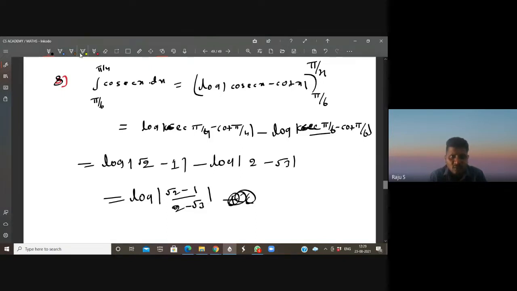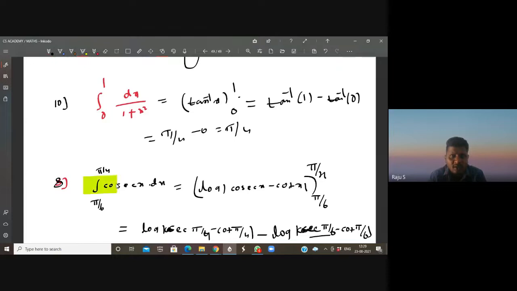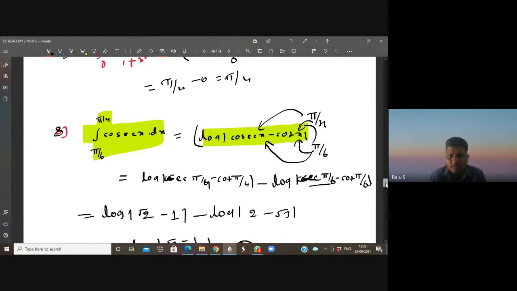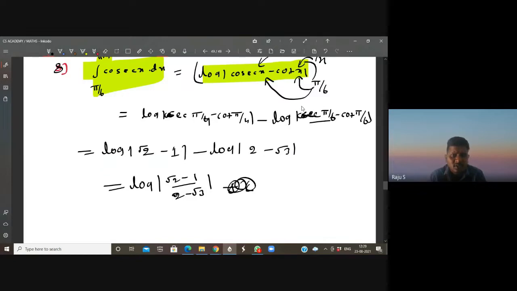Once again, it is directly standard integration. Cosecant x integrates to log mod cosecant x minus cot x. So just replace x by pi by 4, that is upper limit, minus x by pi by 6, lower limit. I substituted cosecant 45, cosecant 30, cot 45, cot 30, and simplified. This is the required answer. That's it.